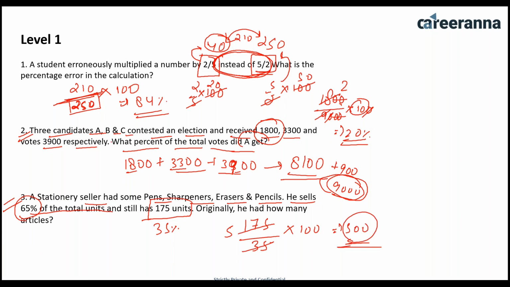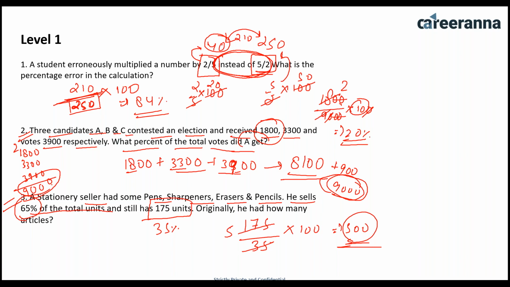How does 9,000 come? Okay, Sanket, we have to add 1,800 plus 3,300 plus 3,900. So I'll do this for you. 9 plus 3, 12 plus 8, that is 0, 2 is carry. 2 plus 1, 3, plus 3, 6, plus 3, 9. So it is 9,000. This is how I got 9,000. Is it clear to you?